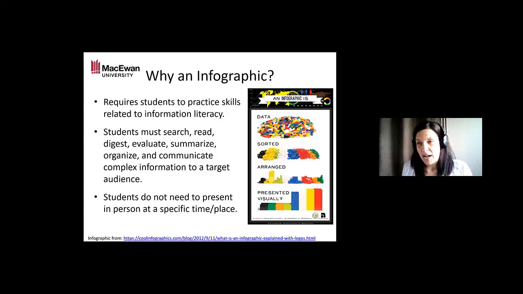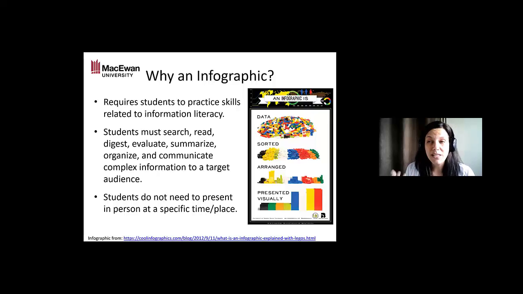So why an infographic, right? I was first introduced to this a couple years ago. Jackie Stewart at UBC talked about this at one of the CSC conferences. I've seen a lot of presentations in the nursing department using infographics. And I thought it would be a good way to try and incorporate a presentation element that doesn't have 40 students or more presenting to the class in person. It eliminates some of the issues associated with group work and having a presentation together.